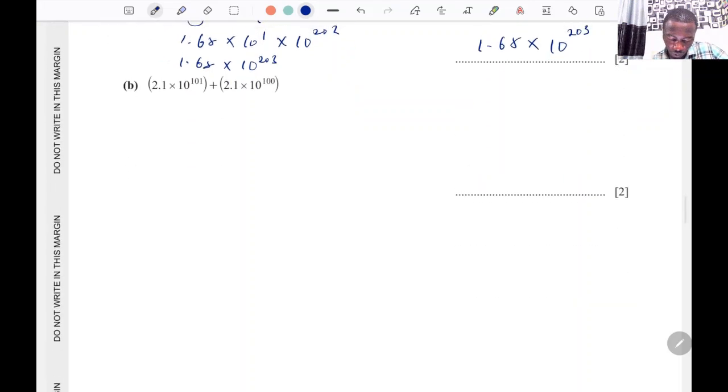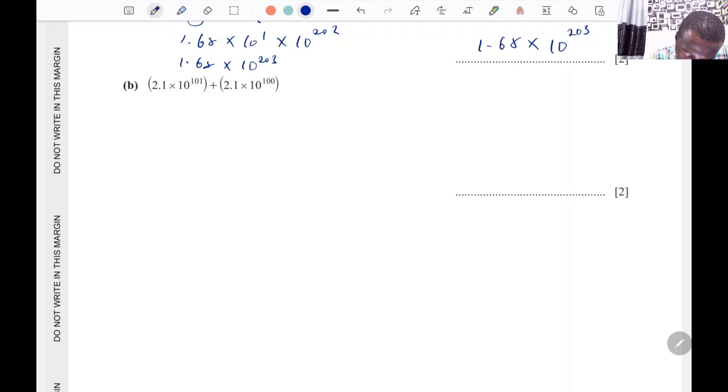The next one says we should solve this particular one. Since I have addition here, I can be tempted to say, okay, let me factor out the common thing. 2.1 is here, 2.1 is here. So under addition, you can factor out.